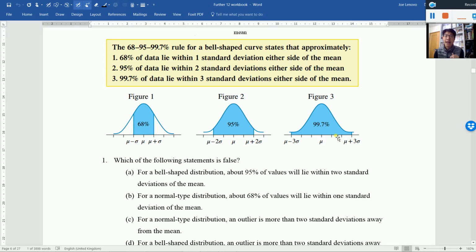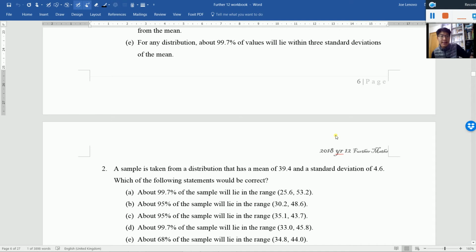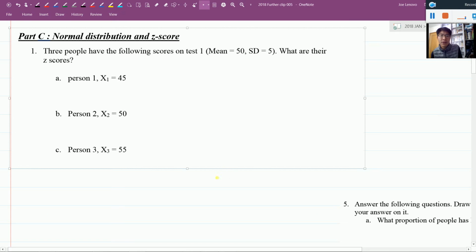Then, as I said, if you move one more, there will be 99.7%. And as I say, you just ignore the 0.3%. They are monsters out of the group. We forget about them. So it's 68, 95, 99.7%, right? And if we've done that, try to look at question 1.